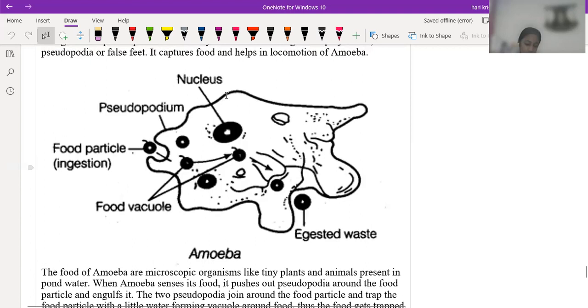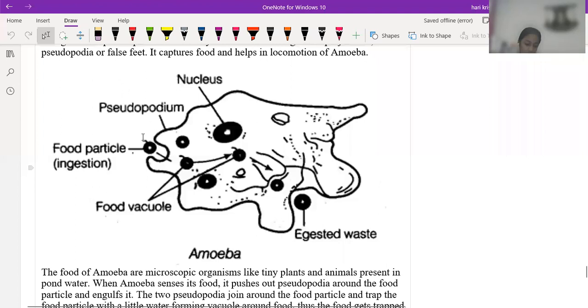Okay, and it doesn't have a mouth or special organs to capture the food and to eject the waste. So what will happen whenever the amoeba wants to capture food? It will produce a false foot that is called a pseudopodium. What is the name of the false foot? Pseudopodium. That is the first question, I think, in our exam. Yes, sir. Okay, so the pseudopodium is a false foot which is produced by the amoeba.